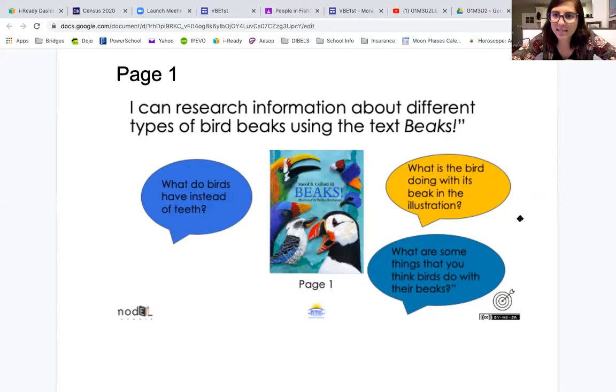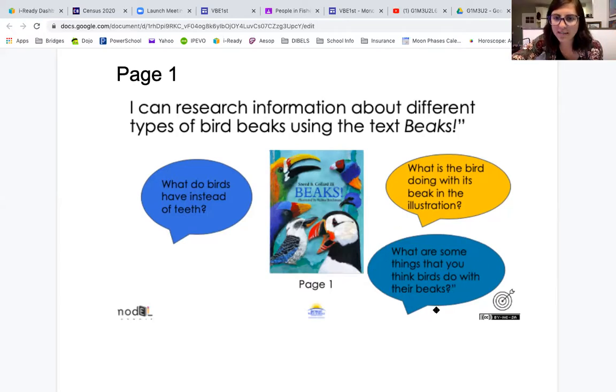All right, let's take a look at this yellow bubble. What is the bird doing with its beak in the illustration? That's the picture I just showed at the top right-hand corner. Oh, hold on, there we go. What is that bird doing with its beak in the illustration? It is holding a stick. It doesn't look like it's building anything yet. It's just holding a stick, a little twig in its mouth. Depending on the size of the bird, the twig will be bigger or smaller. The stick, the branch.